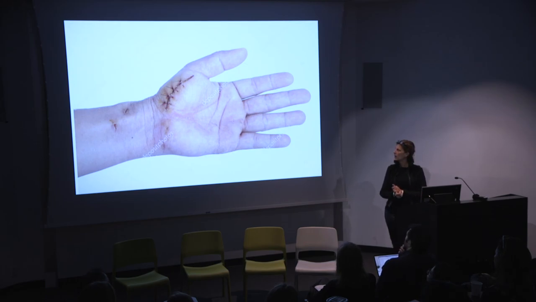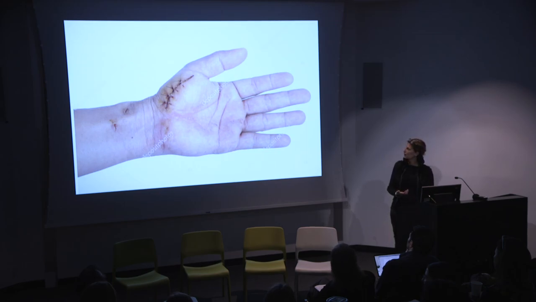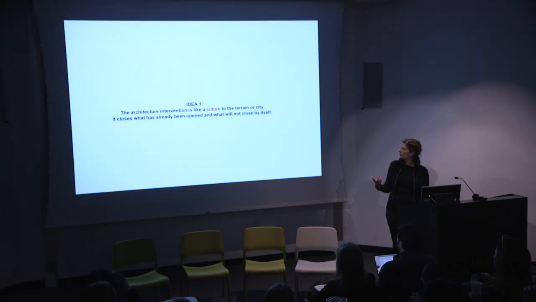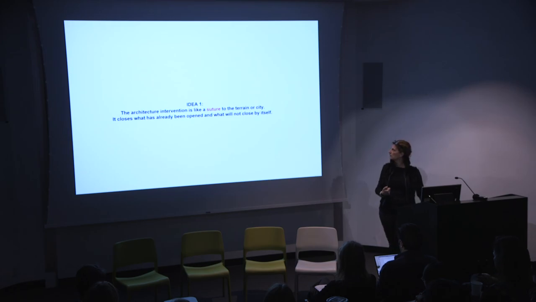And so a way that I sometimes think about what I'm doing is that, when you have a cut, and it will not heal by itself, right? You have to heal it, but you're also altering the course of nature. I mean, what would happen if you didn't stitch a cut? And so I'm thinking that a lot of the things that we do is work on things that are bleeding. And so I like this idea of suturing landscape or cities.